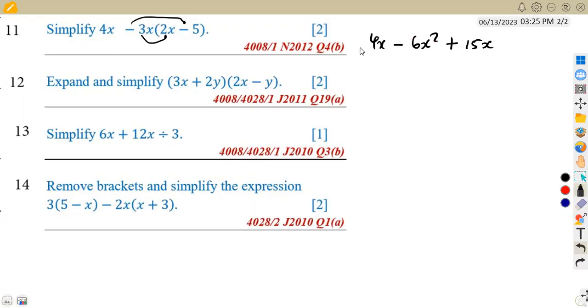If we have like terms in this case, do we have like terms? Yes, we've got the 4x and the 15x. So this will be 4 plus 15, which is 19. So we're going to have 19x minus 6x squared. This is what we are going to have at the end.